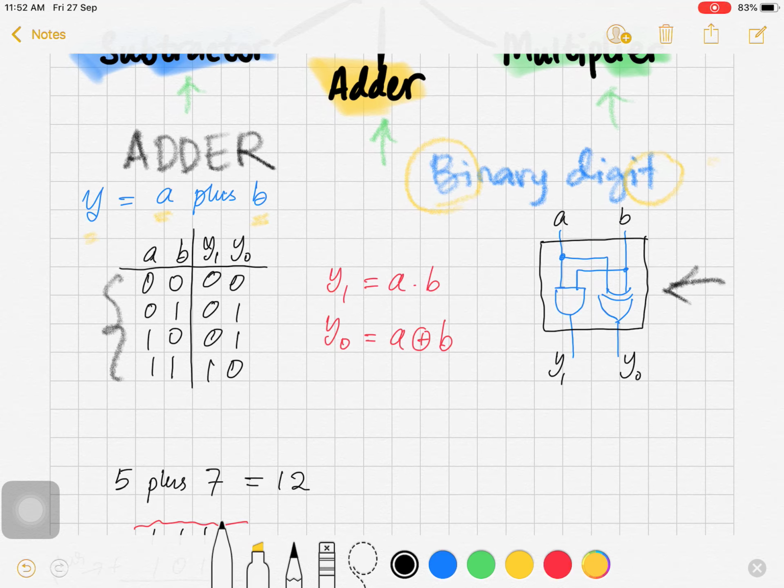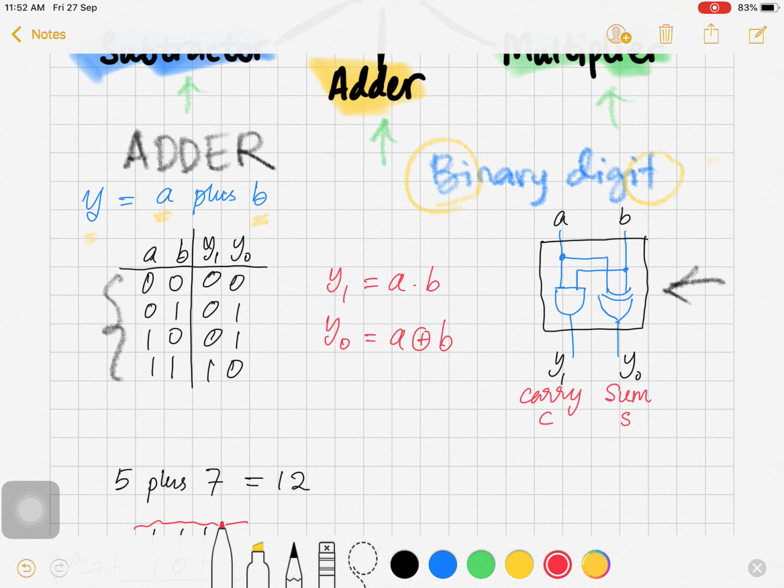Actually, there are specific names for the outputs. y0 is called the sum, often denoted as S, and y1 is called the carry, often denoted as C.